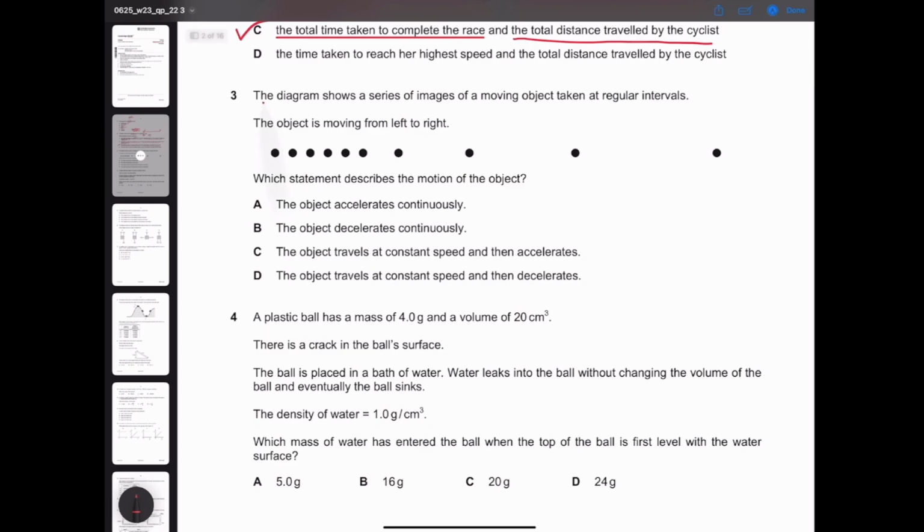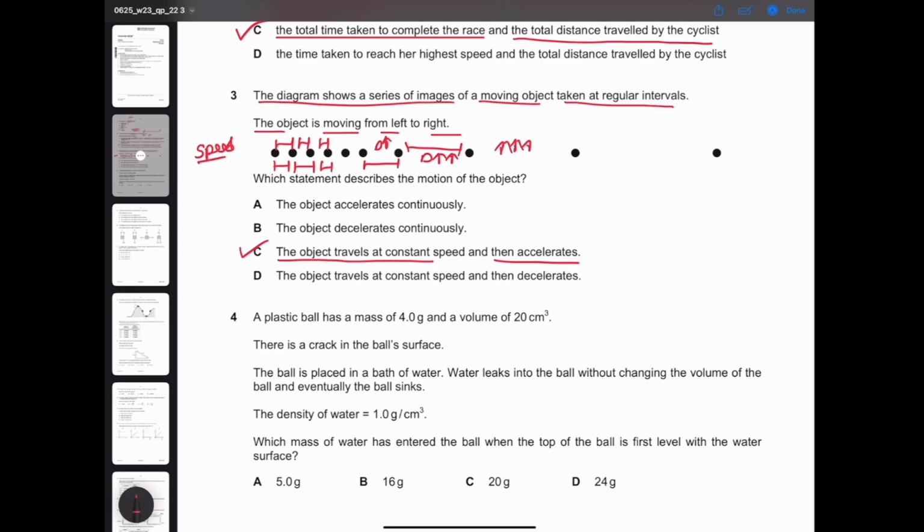Now, question number 3. The diagram shows a series of images of a moving object taken at regular intervals. The object is moving from left to right. At regular intervals means the time taken between all of them is the same. And you can see initially the distance is also the same, so we can say speed is constant here. It is moving at the same speed. But then you start to notice the distance is increasing, even more, and it is continuously increasing. So initially there is constant speed, but then there is acceleration. The object travels at constant speed and then accelerates. The answer should be C.